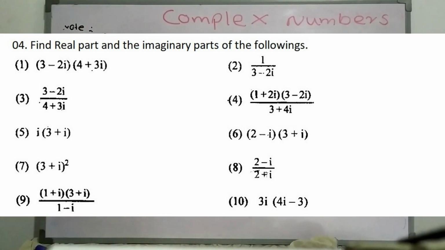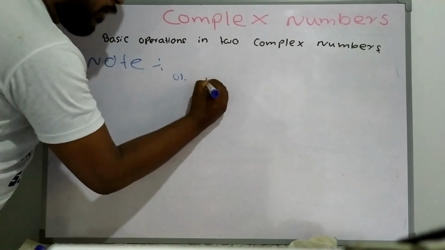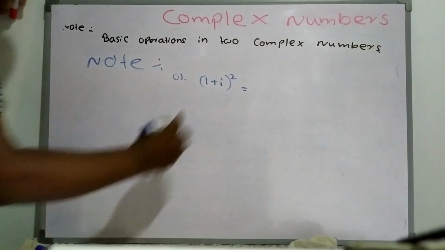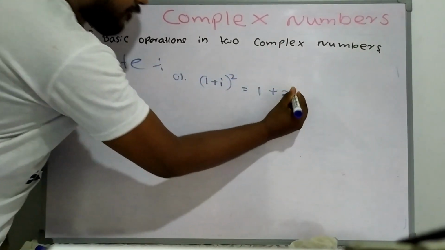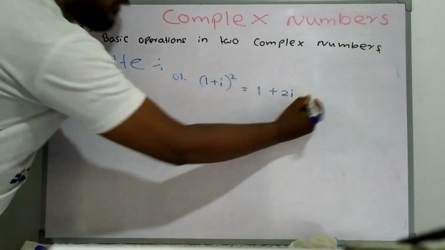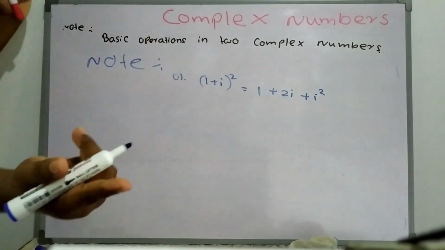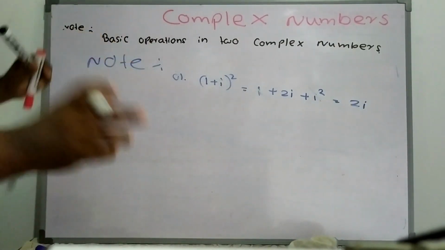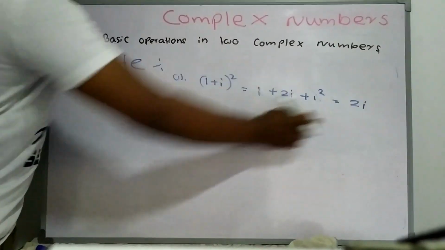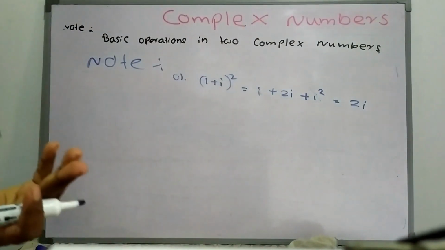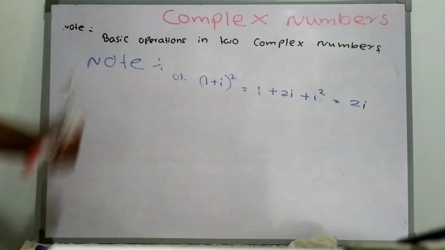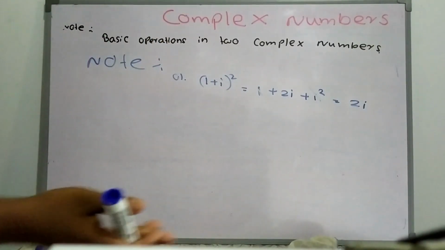Okay, let's look at special identities of this. 1 plus i to the power 2. What is this? You can expand: 1, the product of terms multiplied by 2, and i square. We know i square means minus 1. The minus 1 and plus 1 get cancelled. It's only 2i. So 1 plus i to the power 2 is 2i. If someone asks 1 plus i to the power 4, then you can write it's 2i to the power 2. So it's 4i square. i square means minus 1. It's minus 4.